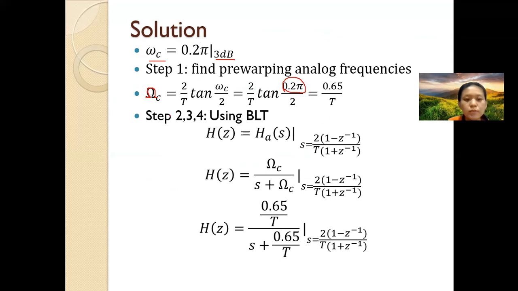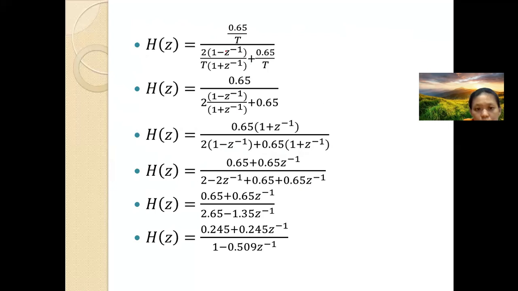And then we do steps 2, 3, and 4 by using our bilinear transformation. Step 2 is our H(s), so we are already given in the question. So H(z) equals H(s), then we substitute with our step number 4, s equals 2 divided by T multiplied with 1 minus z to the power of minus 1 divided by 1 plus z to the power of minus 1. In this case, we substitute our omega c with 0.65 divided by T. After that, we also substitute our s with 2 divided by T multiplied with 1 minus z minus 1 divided by 1 plus z minus 1. And then in this case, we can cancel off our T.